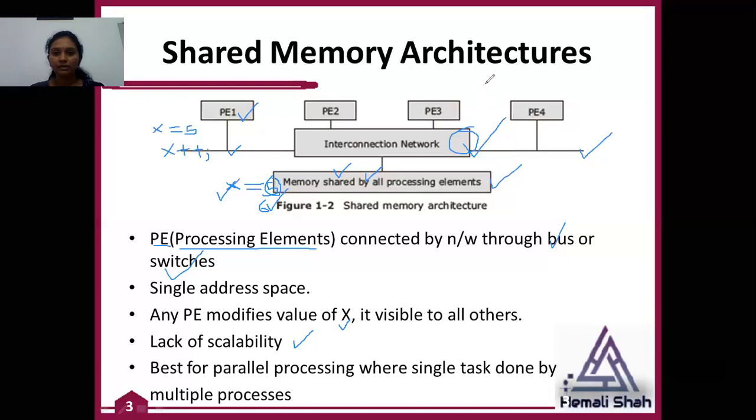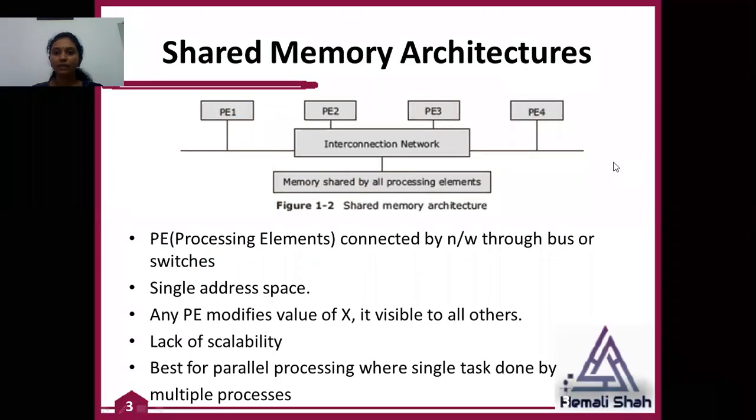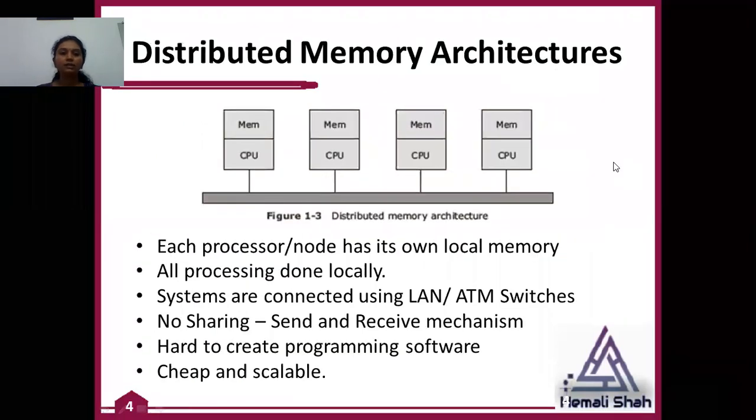Now, next is the second architecture. It is distributed memory architecture. The second architecture of distributed system is distributed memory architecture. Now, in distributed memory architecture, all the computers have their own memories to store the data, and it is called local memory.